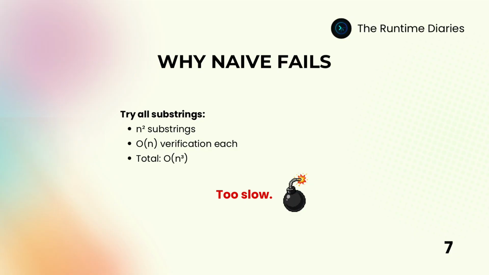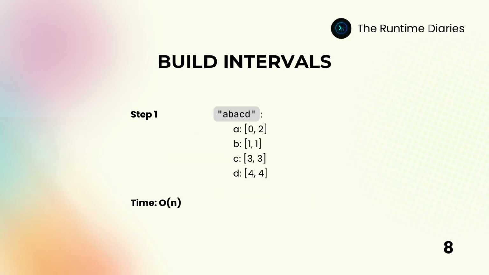Hard problems are usually about escaping cubic or quadratic time by finding structure that lets you skip redundant work. Step 1 of the optimized solution is straightforward and fast. Scan the string from left to right. For each character, record the first time you see it and the last time you see it.